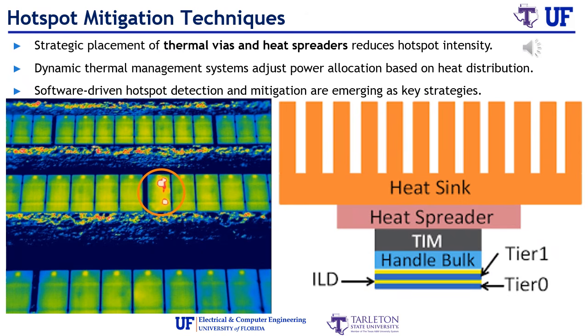Hotspots are small regions that run significantly hotter than their surroundings. Even when the average temperature is acceptable, hotspots can speed up aging, alter timing, and limit maximum clock frequency. Mitigation starts with physical design, using thermal vias and optimized die placement, adding local heat spreaders or high conductivity pads near hot blocks, and avoiding clustering too much power in a small area.